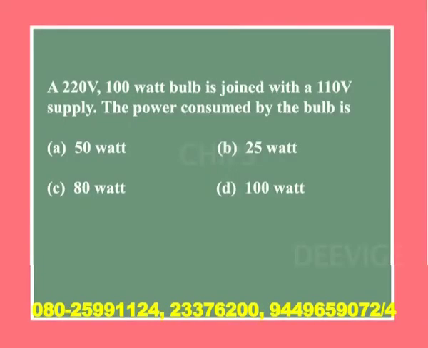Let us take up next problem. A 220 volt 100 watt bulb is joined with a 100 volt supply. The power consumed by the bulb will be option A 50 watt, option B 25 watt, option C 80 watt and option D 100 watt.